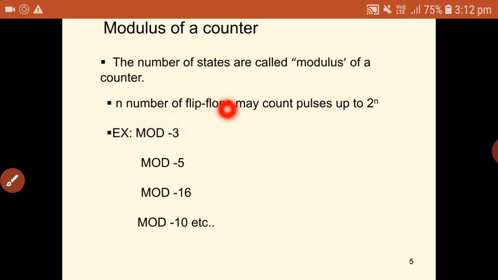So n flip-flops may count clock pulses up to a maximum of 2 to the power of n clock pulses. Examples of modulus of a counter: mod 3, where the number of output states is 3, it can count 3 clock pulses. Similarly, mod 5 means the number of output states is 5 and 5 clock pulses are required. And mod 16 means 16 clock pulses and 16 different outputs. And mod 10 means the number of output states will be 10. Okay, so this is about the modulus of a counter.